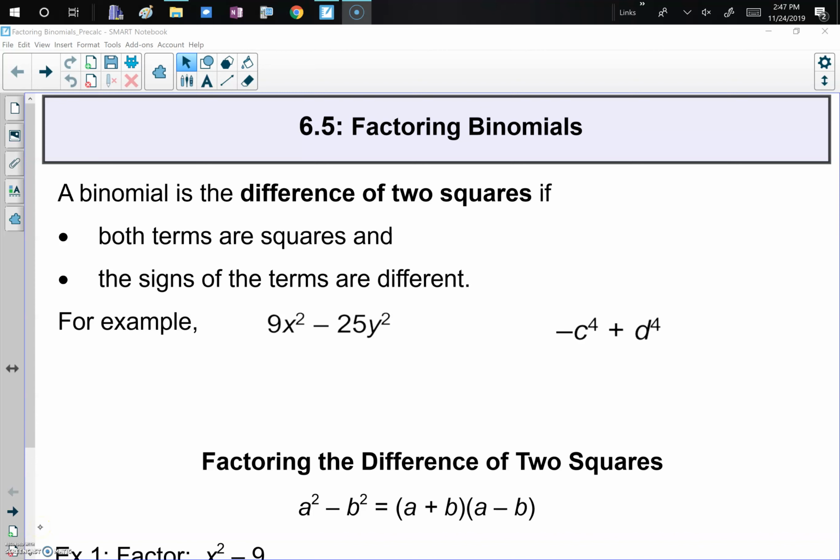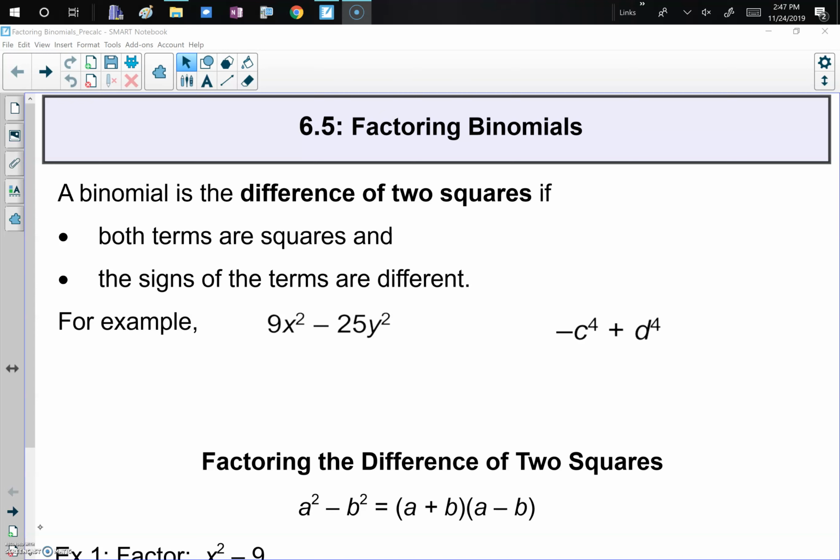Hello, this video is intended to help review factoring binomials, the formulas that are involved in factoring binomials, and then applying these formulas to some trigonometric expressions. Let's first start with the rule for factoring the difference of two squares.